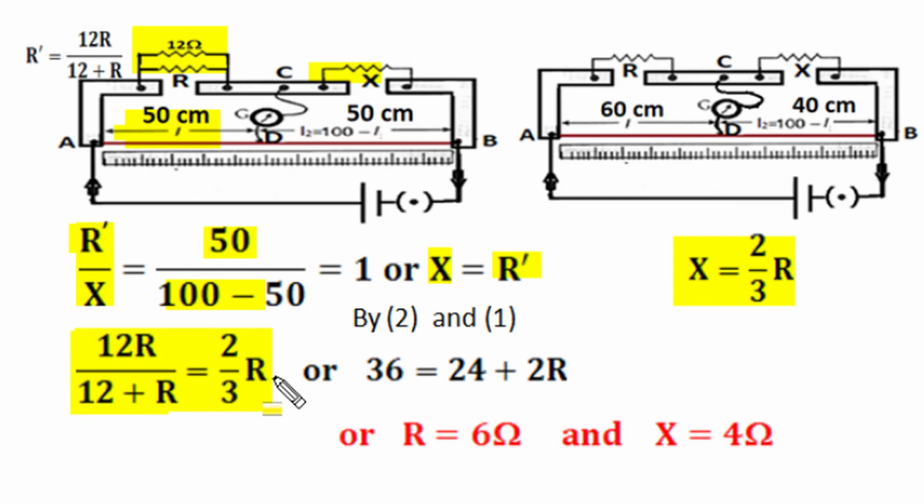The numerator R from both sides gets cancelled out. 12 3s are 36, 12 2s are 24 and 2R, and 24, when transferred to the other side, will get subtracted from 36. The difference is 12, and when divided by 2 we get the value of R equal to 6 ohm, and from this relation we can obtain the unknown resistance X equal to 4 ohm.